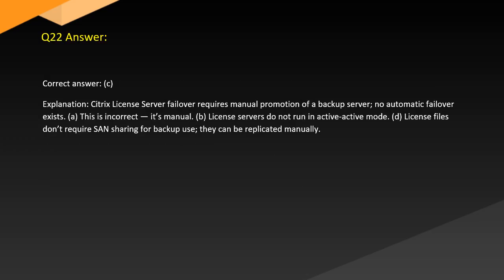Answer. Correct answer C. Explanation. Citrix license server failover requires manual promotion of a backup server. No automatic failover exists. A. This is incorrect. It's manual. B. License servers do not run in active mode. D. License files don't require SAN sharing for backup use. They can be replicated manually.